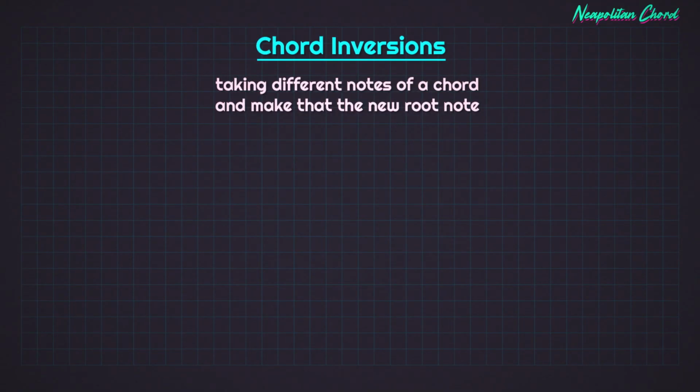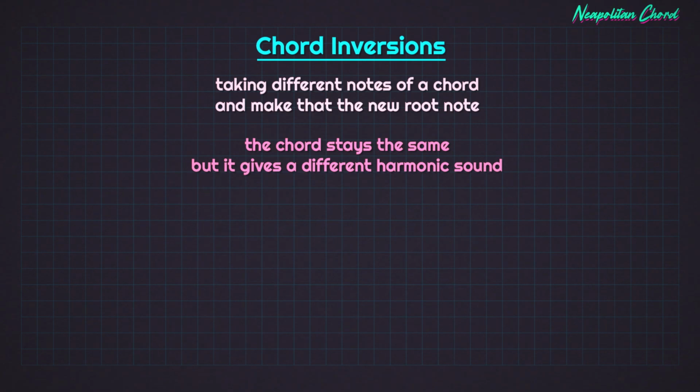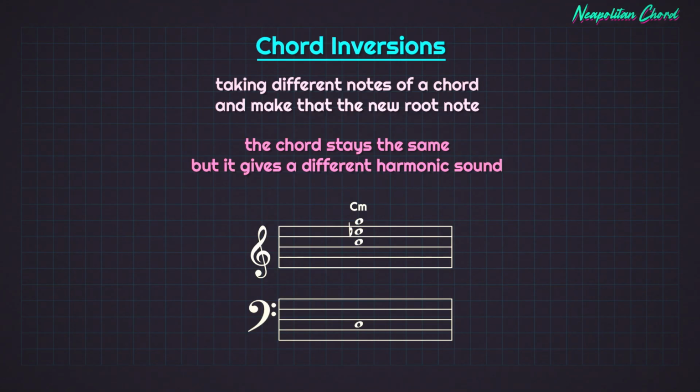While that's the basic gist of a Neapolitan chord, we're not quite done yet. We need to talk about chord inversions. A chord inversion is when you take a different note from a chord and make that note the new root note of your chord. The reason is that while the chord stays the same, the inversion gives a different harmonic sound to your progression. Here's the chord C minor.